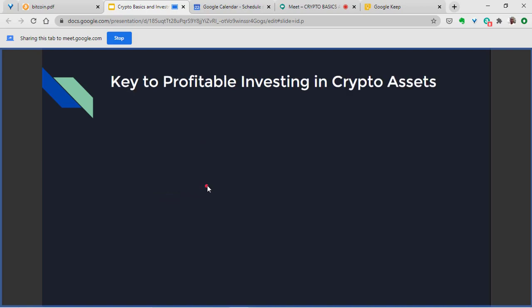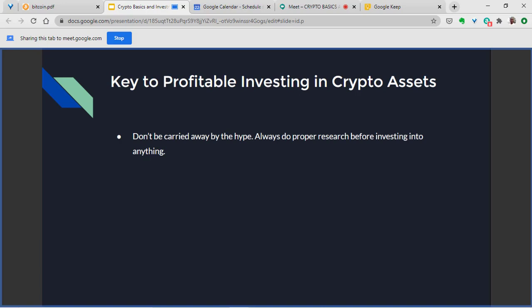So now let's move on to what's the key to profitably investing in crypto assets. And I think this is the most important part of this class, it's really, really important. Don't be carried away by the hype. This is a mistake a lot of people make, and it's always when you are new to investing that you have to be careful, especially in cryptocurrency and even anywhere else, even in stocks, in any other market. Don't be carried away by the hype.